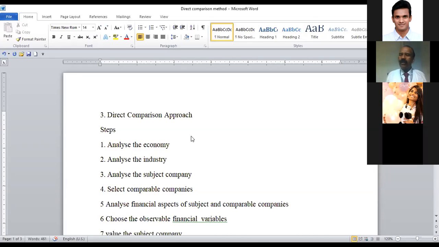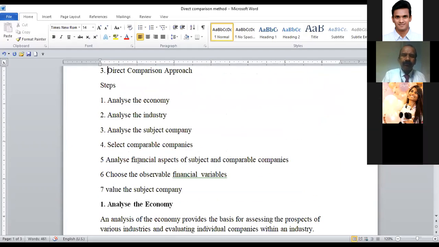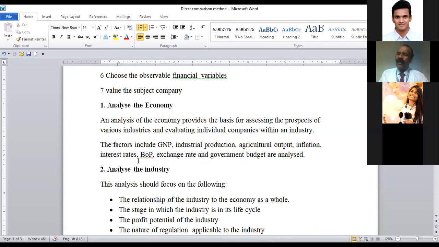The steps involved are a very important theory question for section A. A complete explanation is given, so I'll put it in the LMS today. You can see that it is a theory question for the examination. The steps are: analyze the economy. We need to analyze the economy before valuing the company. We look at economic indicators, including gross national product, gross domestic product, inflation, interest rate, savings rate, total expenditure rate, balance of payments, and then the foreign exchange rate.